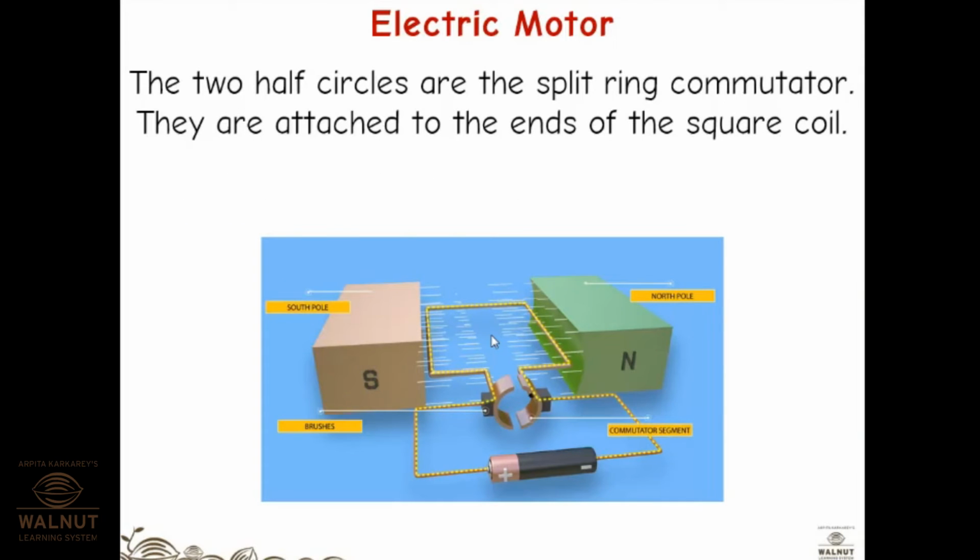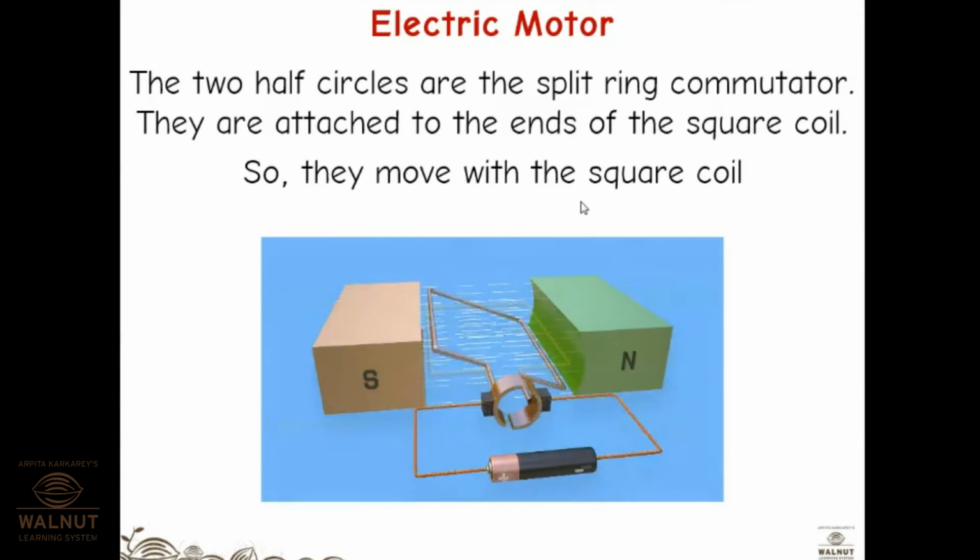The two half circles are the split rings or commutators. They are attached to the ends of the square coil. This is your square coil. This is also known as, what is this coil also known as? Yes, what was the labeling that we have seen? That is known as the armature coil. That end of the armature coil is connected to this C-shaped structure, which is also known as split ring or commutator. Okay, so they move with the square coil.